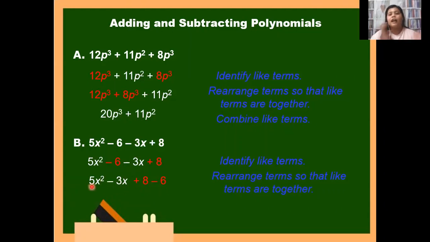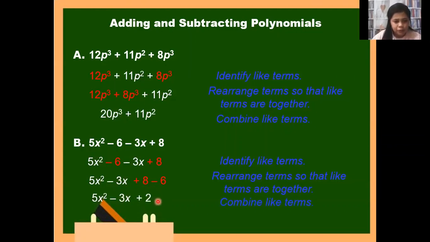They are not similar terms, so we cannot combine them. I just forgot to change the color of our linear term. So now we have here the same term, which is our constant. When we say constant, it is a number without a variable. So we can combine them already or simplify.